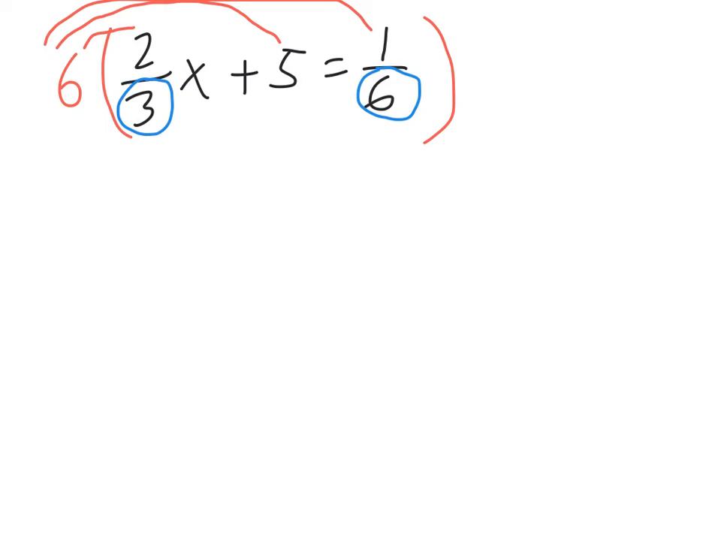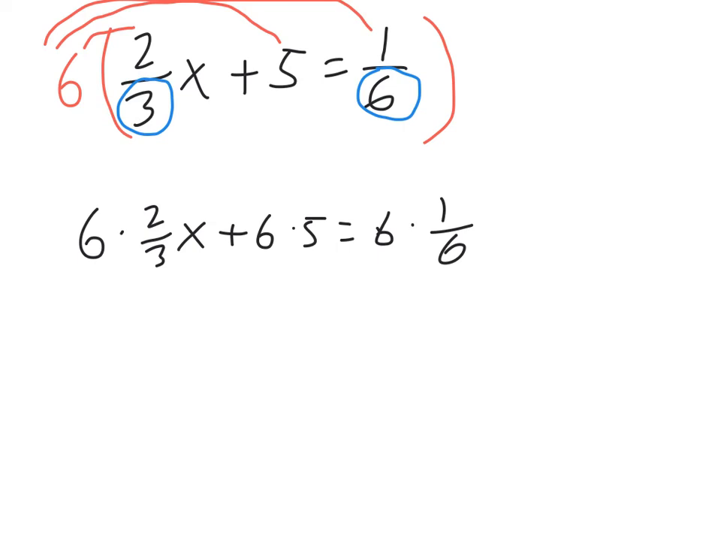So this makes the equation become 6 times 2/3 x plus 6 times 5 equals 6 times 1 over 6. So the easiest way to do this is to take the 6 and first divide by the number on bottom. So first divide, then take that number you get and then multiply by the number on top.